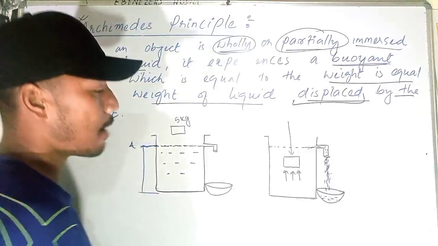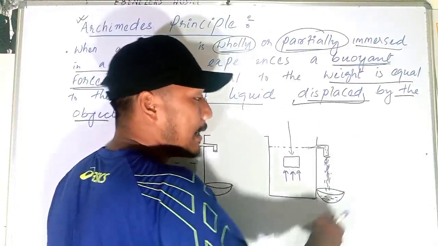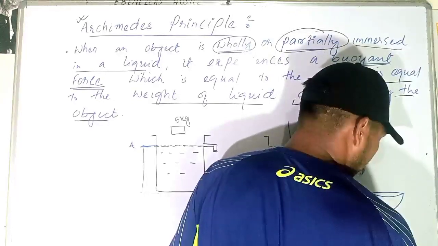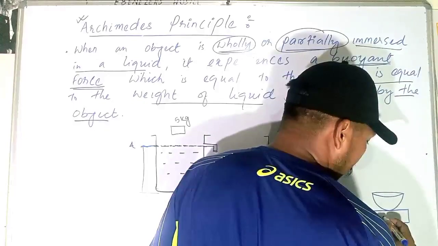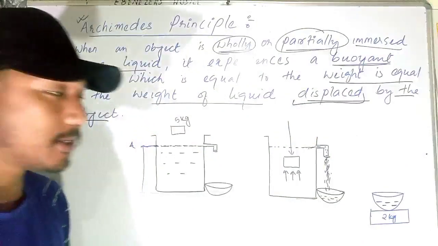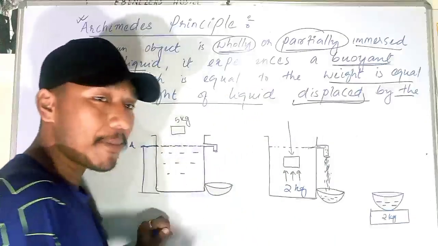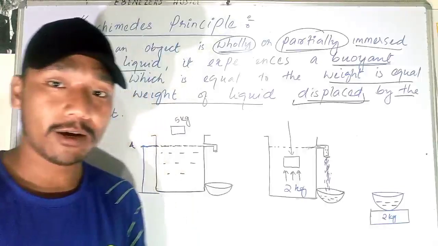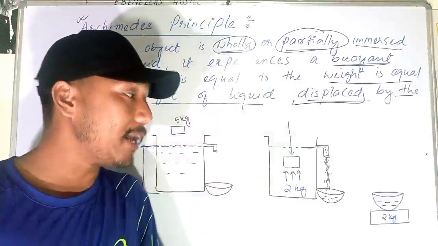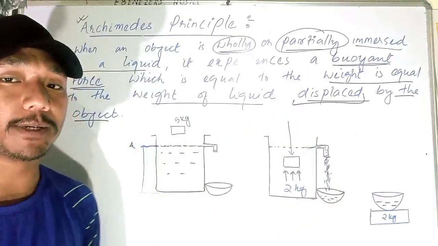I will collect the water that has been displaced by the stone, and then I will weigh it, let's say on a weighing machine. If I find 2 kg of water, that means that much buoyant force is applied on the object. The buoyant force will be equal to the weight of the water that has been displaced by the object. That is what Archimedes' principle teaches.